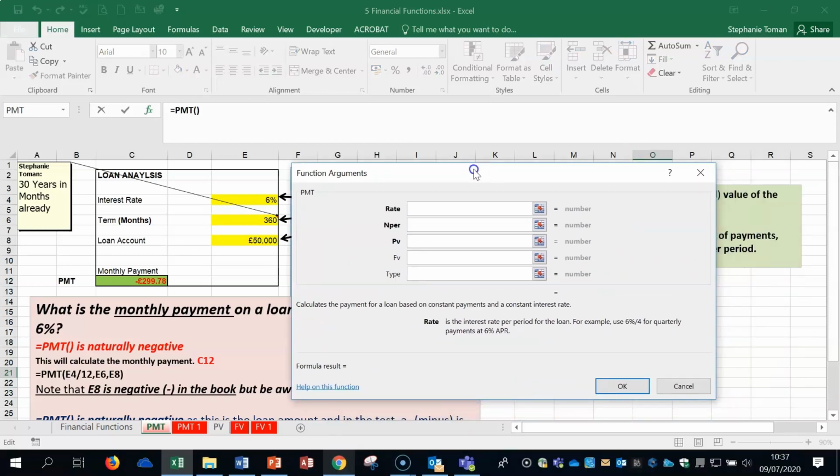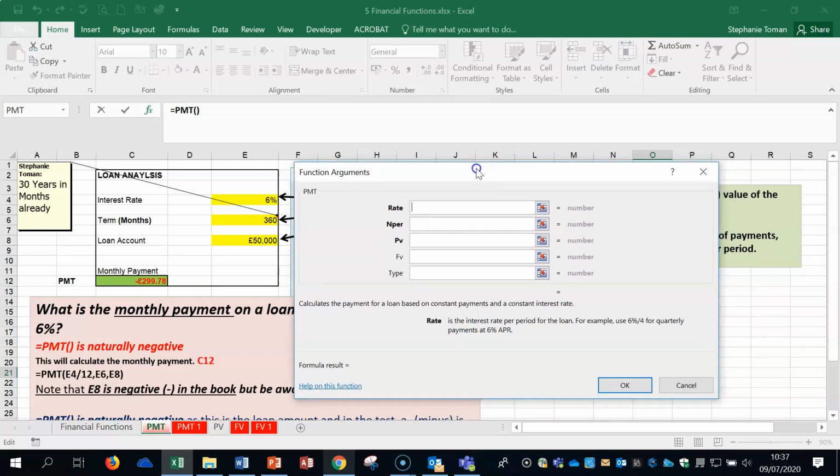All I'm doing is going to pop this on top of the one that I've got on the screen. So let's think about this. So we've got a rate, that's obviously interest rate. So I'm going to click on my interest rate. It's monthly, so I need to divide it by 12. It's an interest rate. An interest rate is annual. Okay, so we divide by 12.